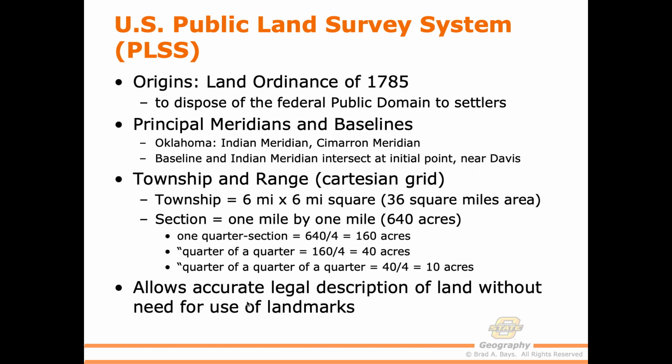Well, let's talk about the Township and Range or Public Land Survey System. It's a Cartesian grid that divides the land up into building blocks that we call townships. Those townships are 6 miles by 6 miles square, containing 36 square miles of area. And each one of those square miles is referred to as a section, each one of those sections being 1 mile by 1 mile, or the equivalent of 640 acres.